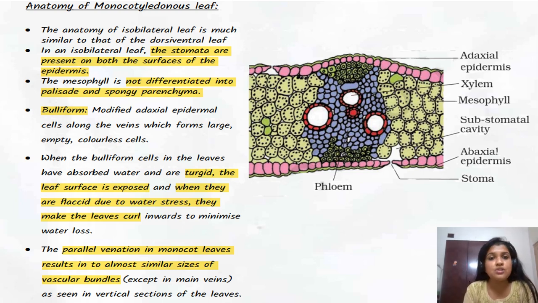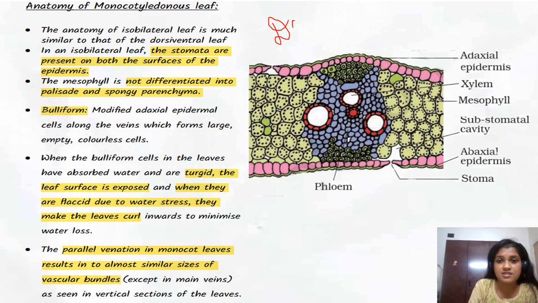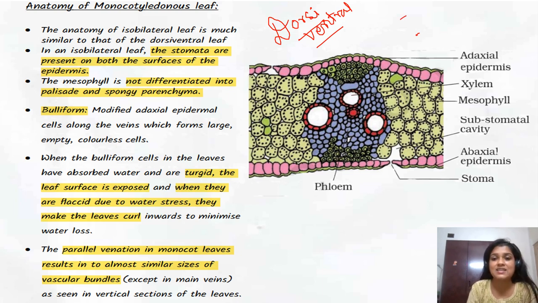Now let us come to the monocot leaf. These are isobilateral leaves. By the way, in case of dicot, it is dorsiventral, which means the upper part is more green and the lower part is lesser green. Isobilateral means it is almost similar from both surfaces. So in general, monocot has an isobilateral leaf, but the anatomy is much similar to the dorsiventral leaf.